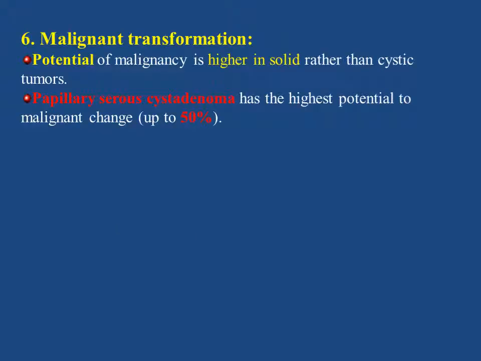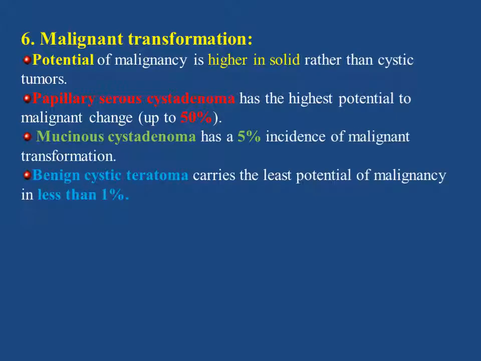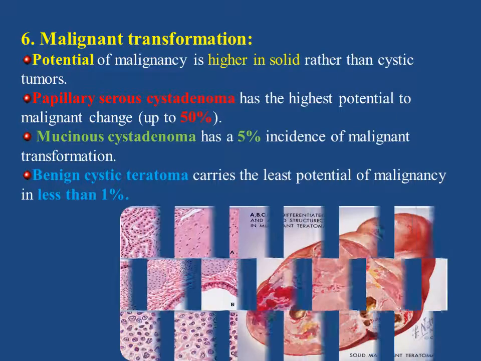The malignant transformation, this is the last complication of ovarian tumor. The potential for malignancy is high, of course, in the solid rather than the cystic tumor, with the papillary serous cystadenoma having the highest potential, up to 50%, followed by the mucinous, 5%, followed by the benign cystic teratoma, which is less than 1%. This carries the least malignant potential.